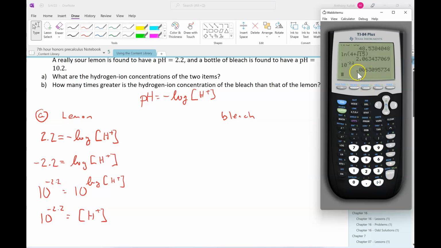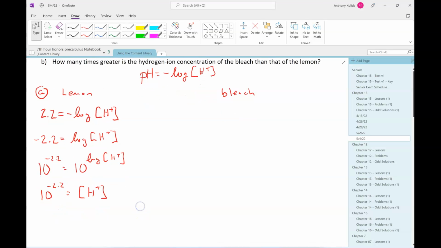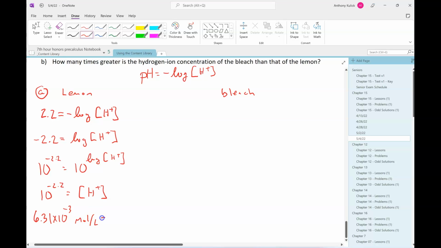So I have 0.00631. I'm going to write that in scientific notation because, well, what's going to have more hydrogen ion concentration, an acid or a base? An acid. So I'm expecting an even smaller number when I do this for bleach, so it could get really small, and I'm just kind of preempting wanting to use scientific notation there. You know what I mean?